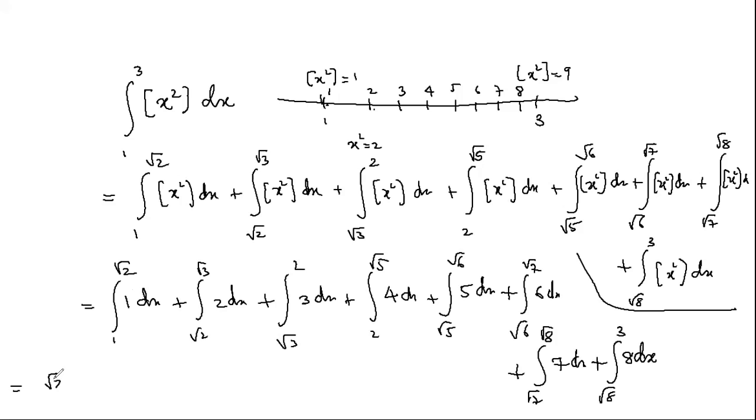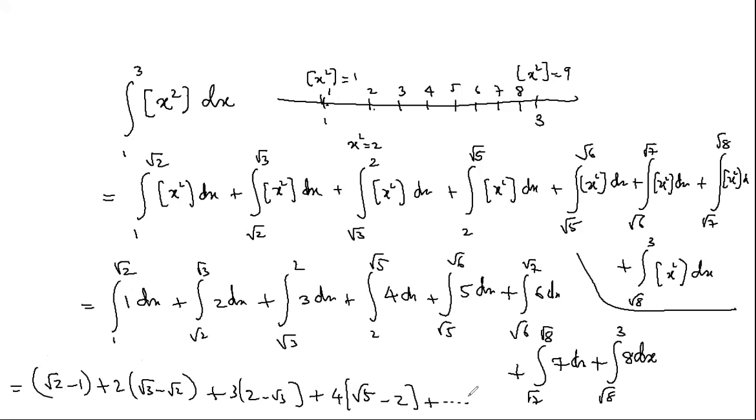Answer for this will be root 2 minus root 1. Next answer will be 2 times root 3 minus root 2. Next answer will be 3 times 2 minus root 3. Upper limit always first. And it goes on. You can do it now? Yes, sir. Understood the idea? Everybody? Yes, sir. Okay, then try yourself. Integral 0 to pi by 2, integer of 2 sin x dx.